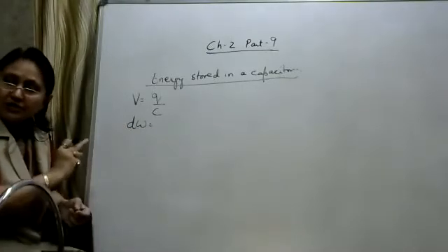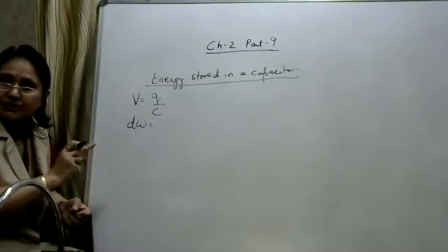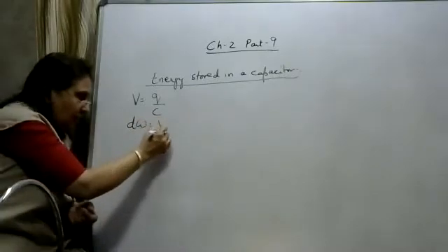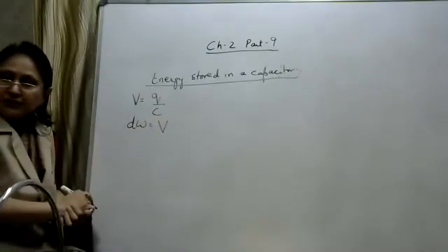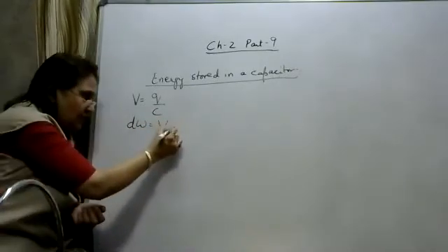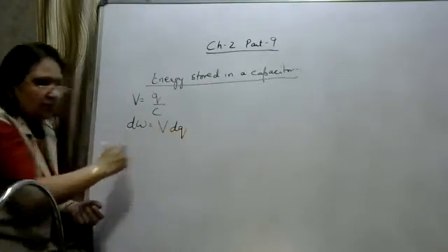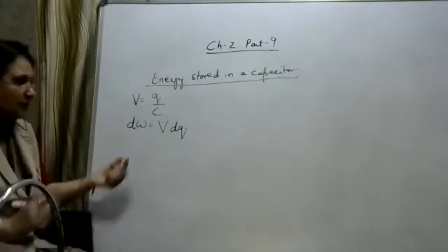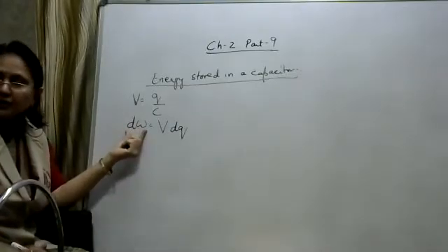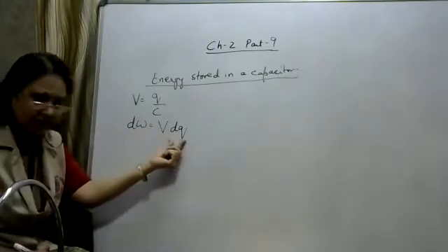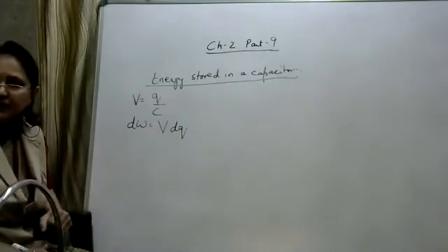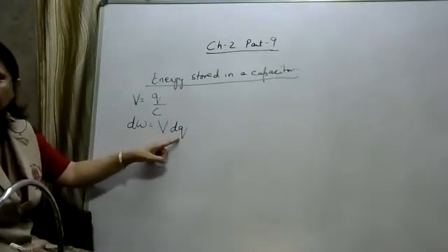We know that potential difference is work done per unit charge. So the work done will be equal to potential difference into charge. The potential difference between the plates is V, and a small amount of charge dq is transferred. So the small amount of work done in giving this additional charge dq is given by this expression, V into dq.